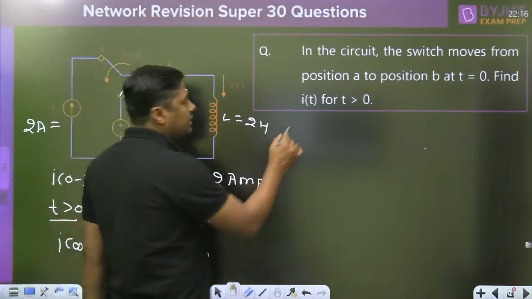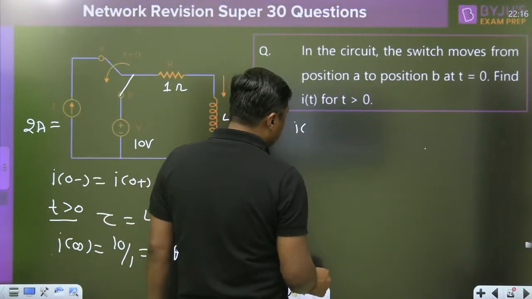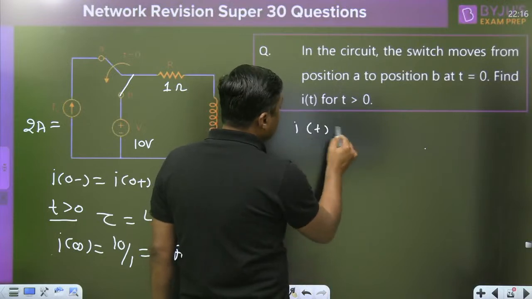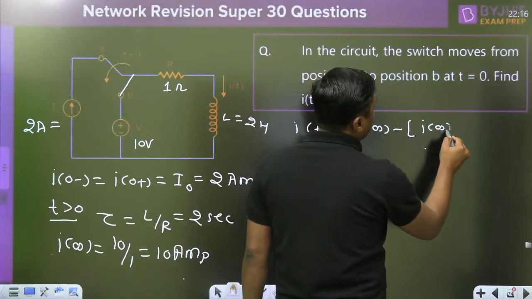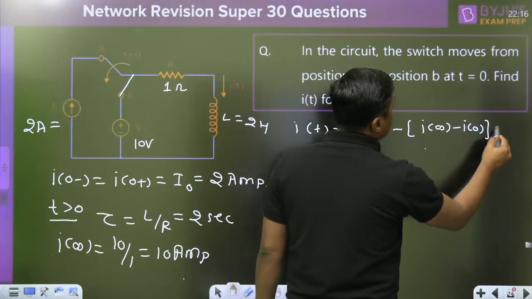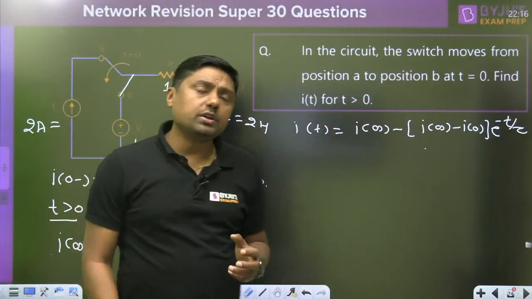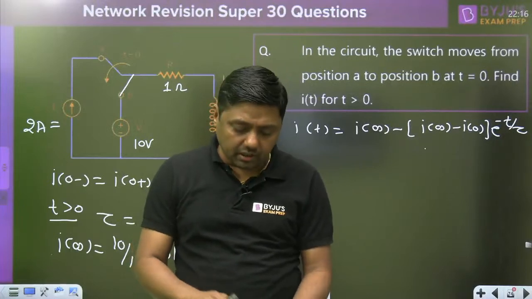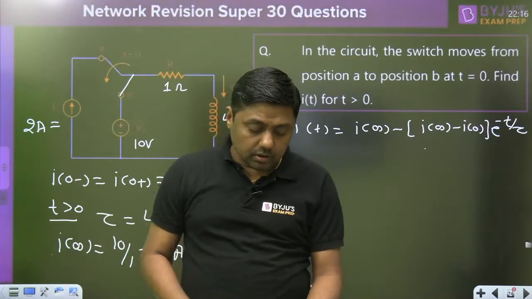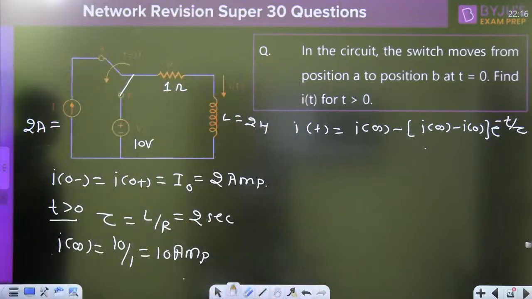What will be the equation? I(t) is equal to I infinite minus (I infinite minus I0) e raised to power minus t by tau. So that is the question from a standard textbook. Then in the GATE exam they will provide you numerical data, so this will become very easy for you.